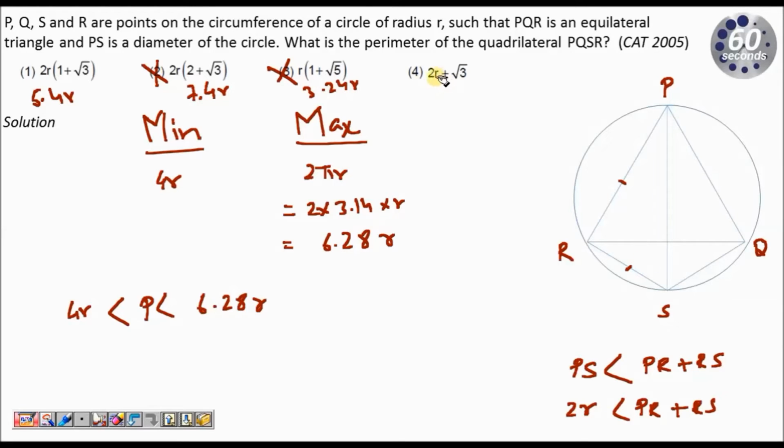2R plus root 3. Now very evidently, as the circle increases or decreases in size, the quadrilateral will also proportionally increase or decrease in size, and in the same way the perimeter will also be dependent on the radius of the circle. So I just cannot have one part depending on R and one part independent of R. The whole expression must be dependent on R. I just cannot have a root 3 as a constant added to the expression. So this cannot be my answer. By logic itself, I can say this cannot be my answer. So the only answer possible is this.